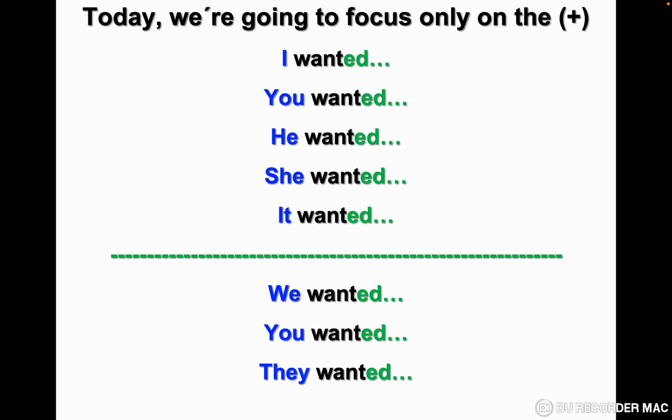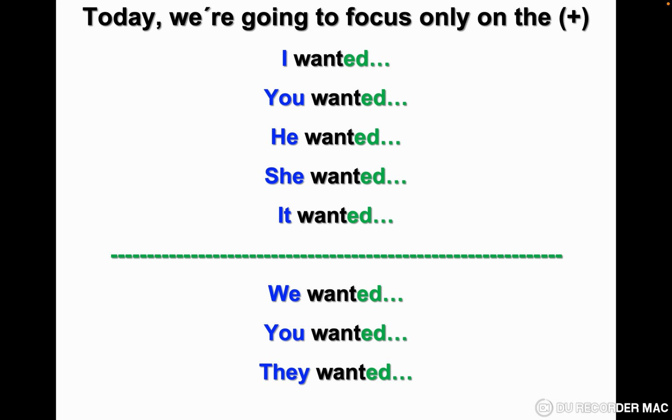So today we are going to focus only on the positive. We are not going to focus on the negative and the question. Some students will say, why? Why just positive? Why aren't we going to study negative and question? The answer is very simple. So verb want in the past is wanted. So we write wanted just in the positive form.